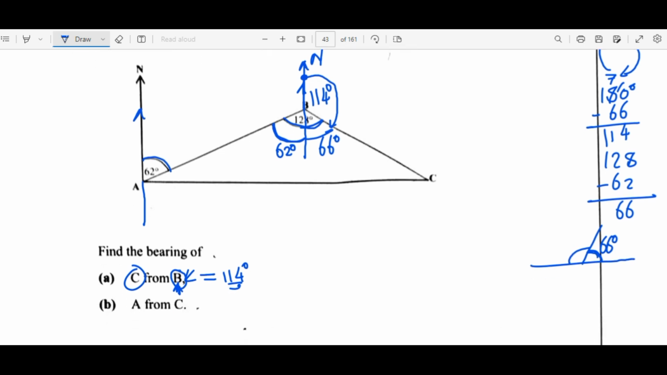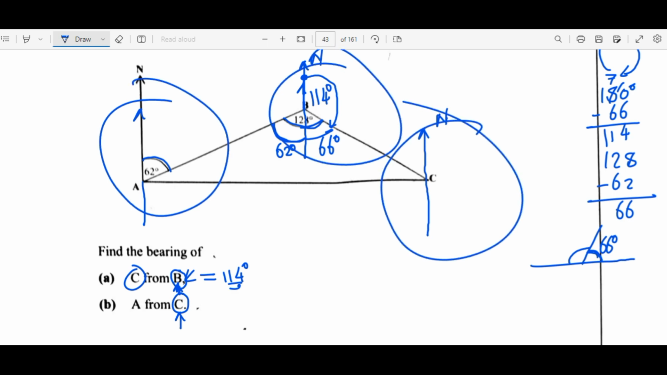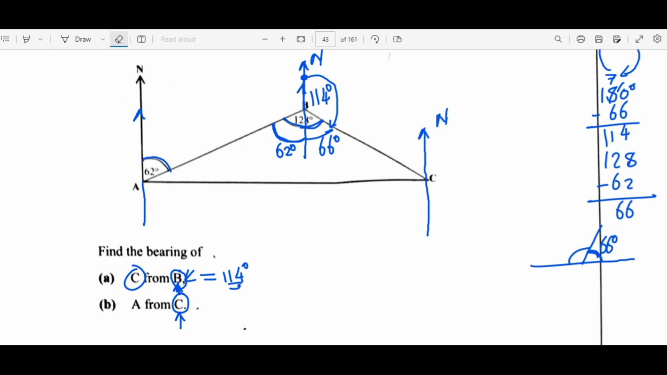Right, we move on to A from C. A from C. So it's coming from C. Remember, we said focus on where it's coming from. So I'm going to draw another vertical line on point C. Then you put north. So all these 3 lines are parallel to each other. So the principle of alternate angles can be used. So the angle, if this is 66 here, even here we are going to have 66. Remember, we said if we have this angle here is equal to this angle here.